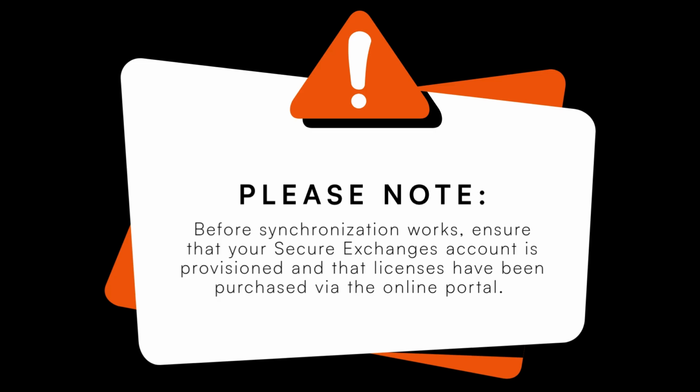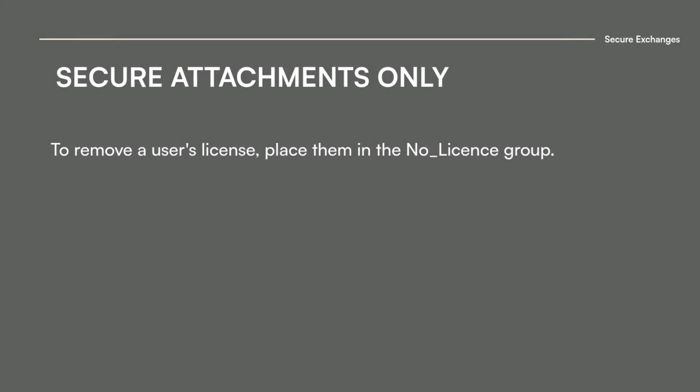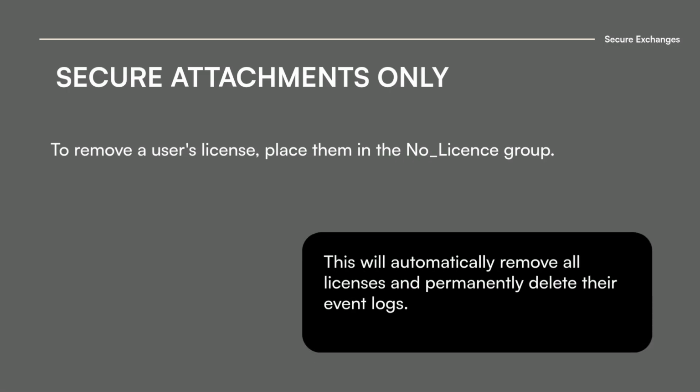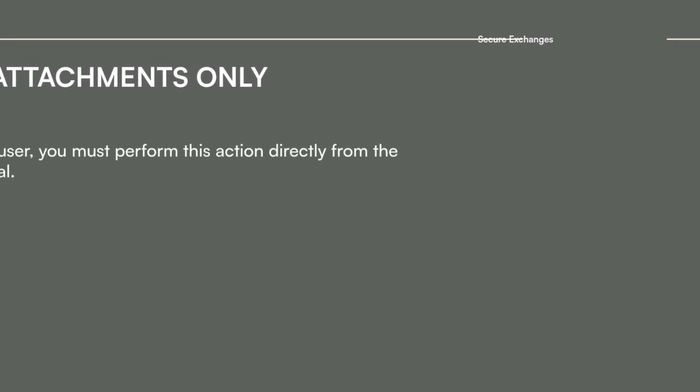Before synchronization works, ensure that your Secure Exchanges account is provisioned and that licenses have been purchased via the online portal. Do not place a user in 2 different groups within the Secure Exchanges_licenses parent group. To remove a user's license, place them in the No_license group. This will automatically remove all licenses and permanently delete their event logs. To completely delete a user, you must perform this action directly from the Secure Exchanges portal.